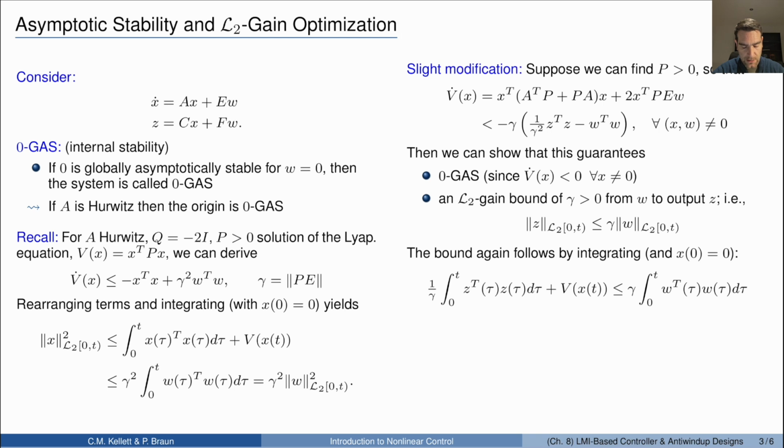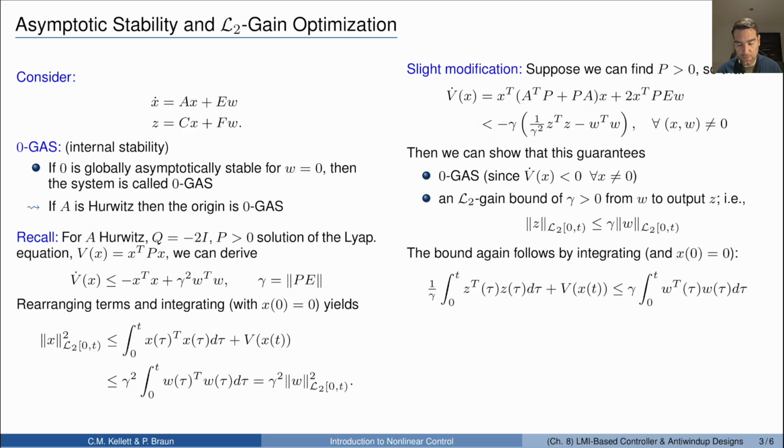Or if we slightly modify that to actually take also the output into account now, then we can use a slight modification of the calculation in Chapter 7 and simply say, well, can we find a matrix P, again a positive definite matrix P, such that the derivative along the quadratic Lyapunov function, so being the same form as over here, satisfies the corresponding inequality here.